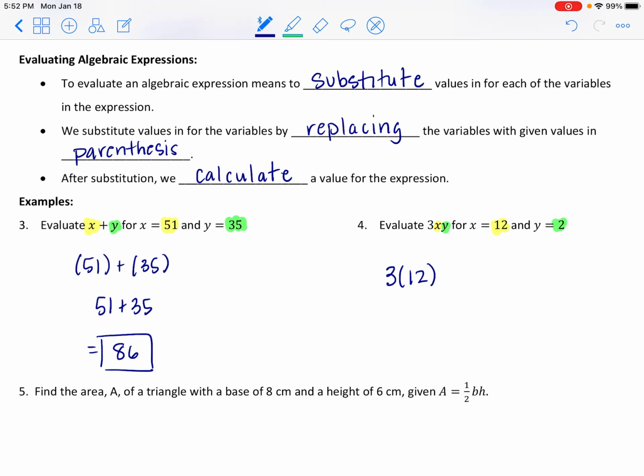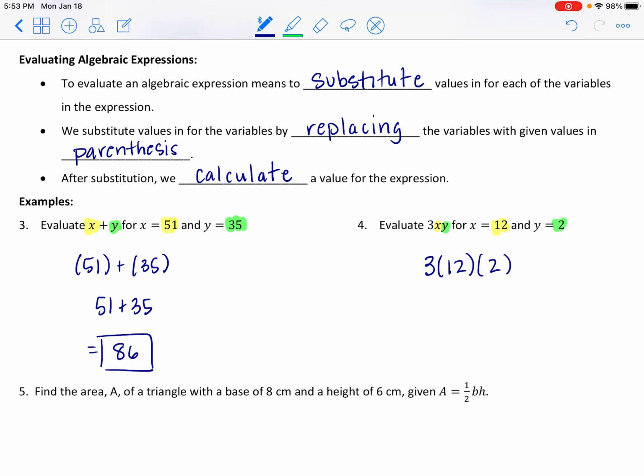And so next to the 12, I'm going to put parentheses 2. So instead of 3xy, it's 3 parentheses 12 parentheses 2. Now it's a little more important. You can see on this one, the parentheses are a little more important because they tell us the operation that's happening there. So the number next to the variables implies multiply, and so do these parentheses. So we're multiplying 3 times 12 times 2.